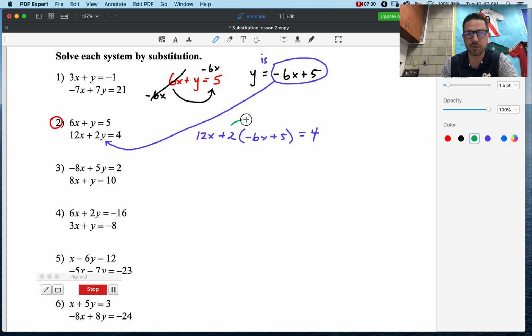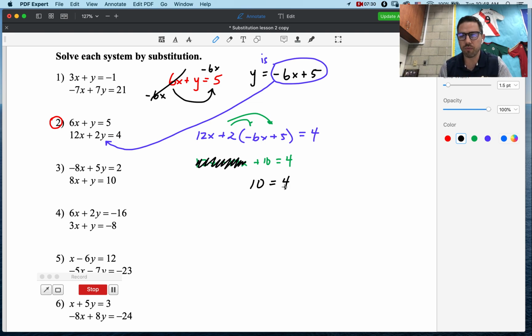Our next step is distribute. So we've got our 12x, which is going to sit out in front. I think this guy becomes minus 12x, right? 12x minus 12x, what do we get here? Plus 10 equals 4. This is a cool problem because watch what happens here. We end up with 10 equals 4.